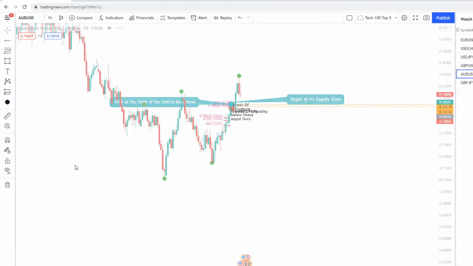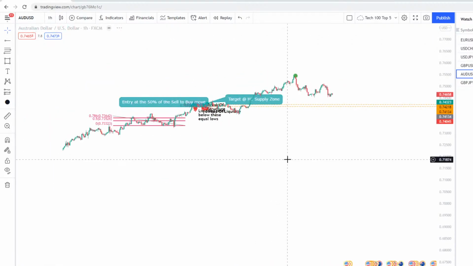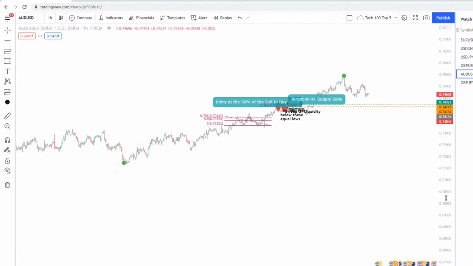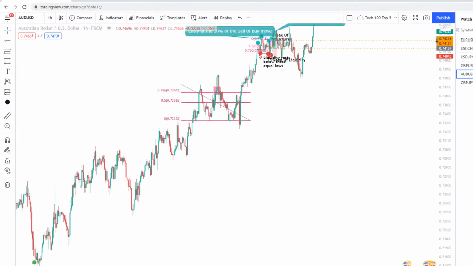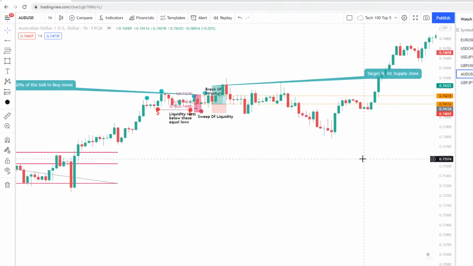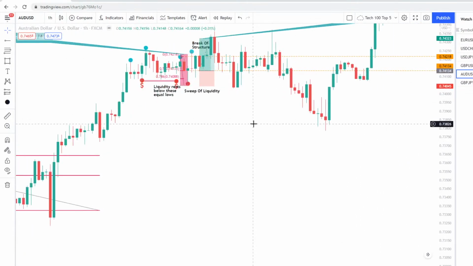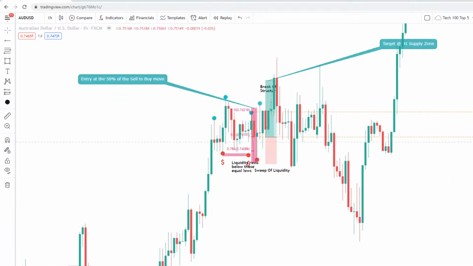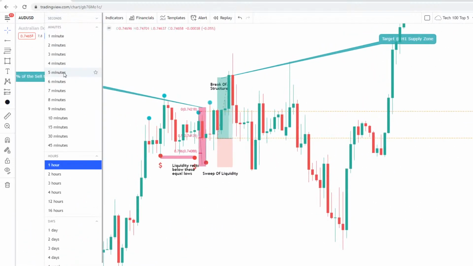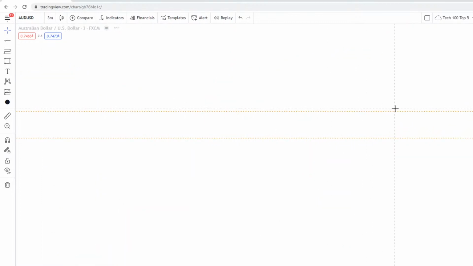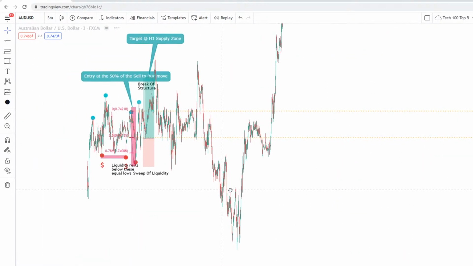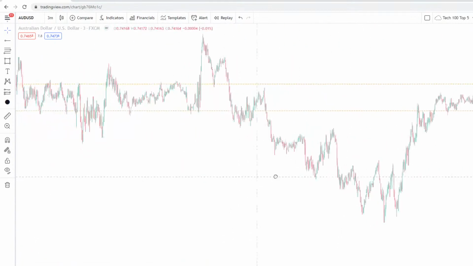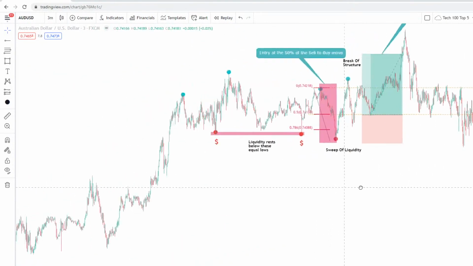Okay, I'm going to go back to the 1 hourly. I see there's a request for GJ analysis. I just want to run through a trade that we took a couple of days ago on AUD USD. Here we go. I think I took this trade on the 3 minute time frame. Yes, I did. Okay, look how simple this was.